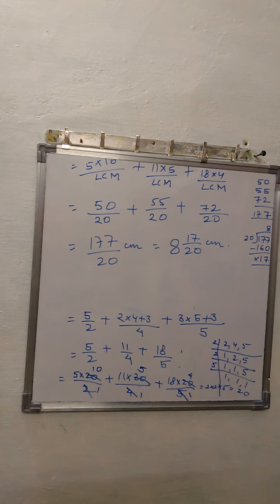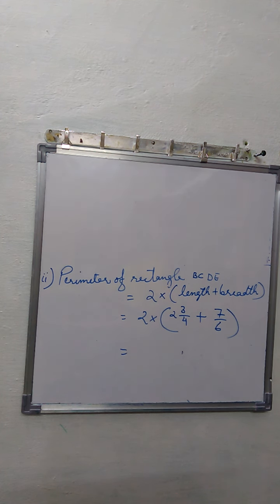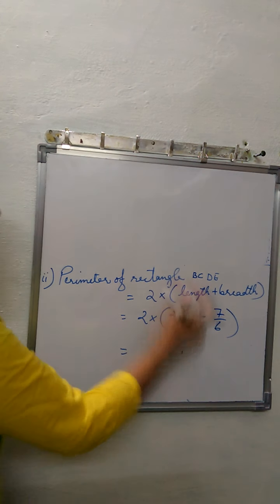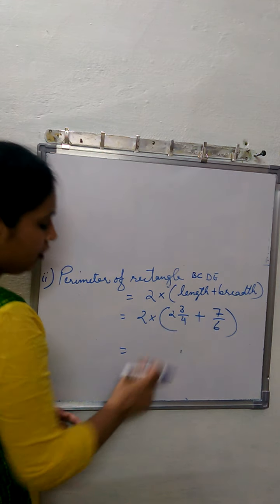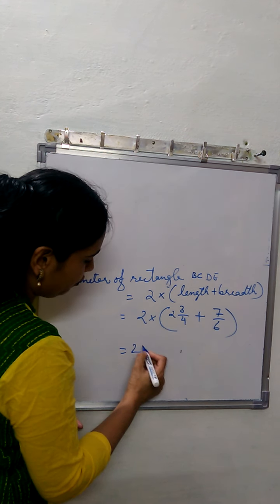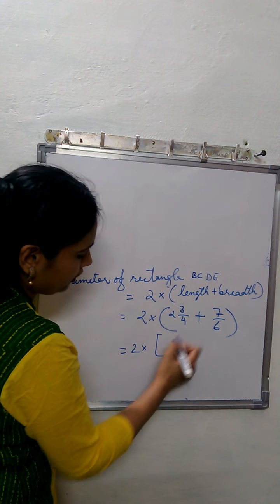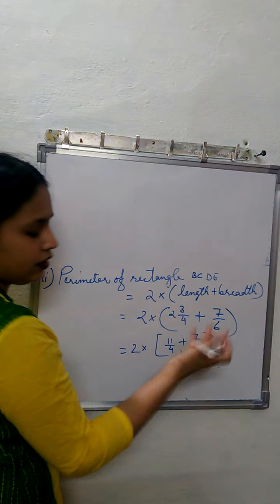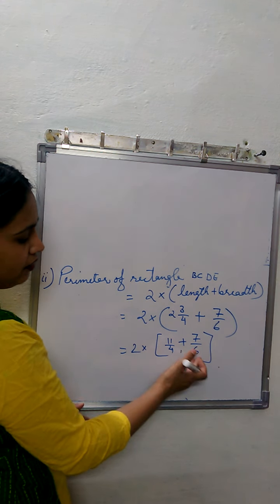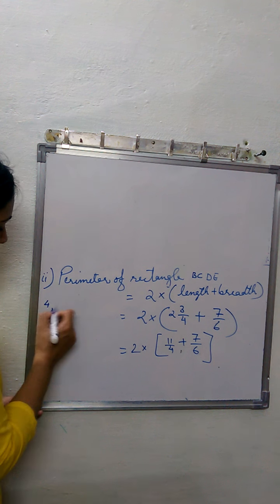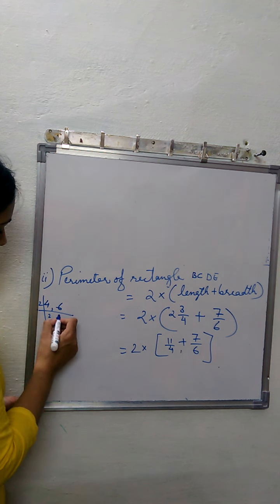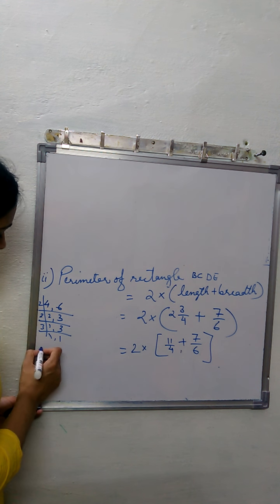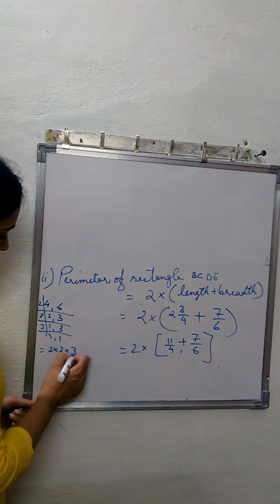Now we'll find the perimeter of the rectangle. Here you can see I have written perimeter of rectangle BCDE, 2 into length plus breadth. So I have written the length and the breadth. Now we solve. First we convert it into fractions. 2 4s are 8, 9, 10, 11. So it is 11/4 plus 7/6. You cannot make them the same by multiplying anything, so it is better to find the LCM of 4 and 6. 2 2s are 4, 3s are 12.